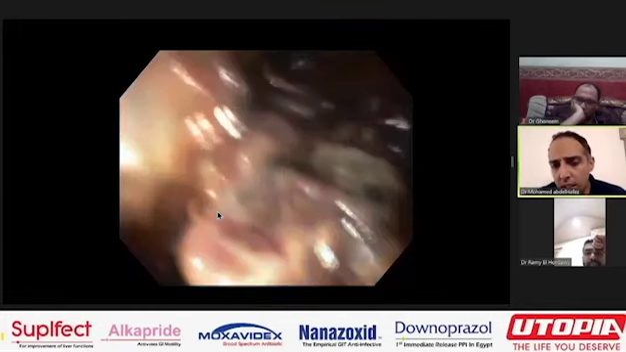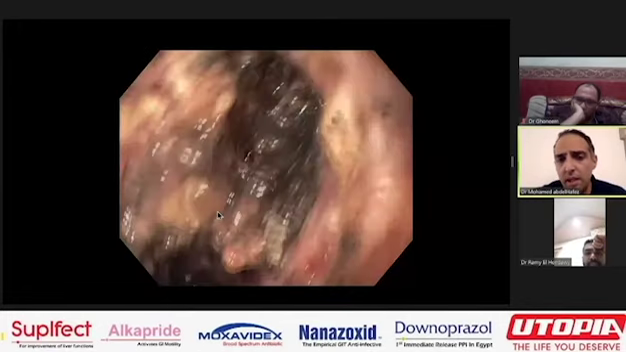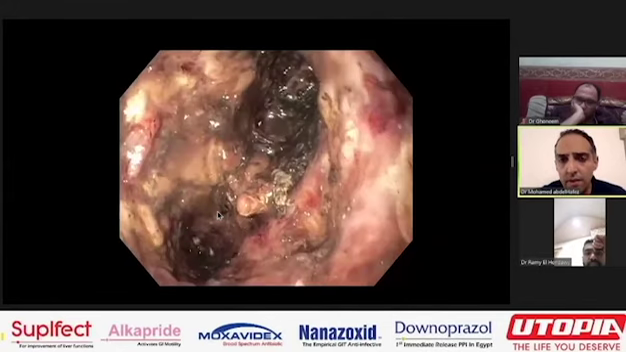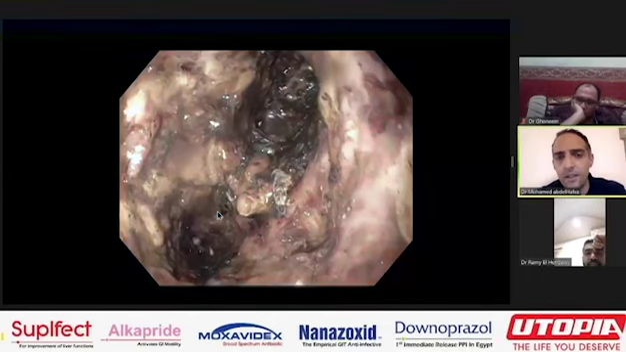I didn't do many cases with this device. I think we did something like 20 or 25 cases. So I only use it when it is necrosis like this.